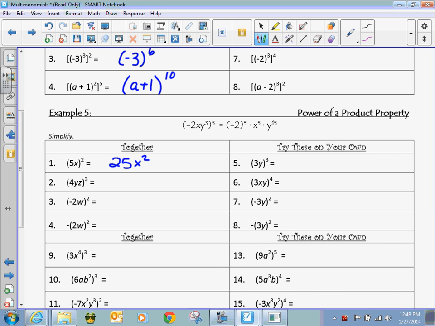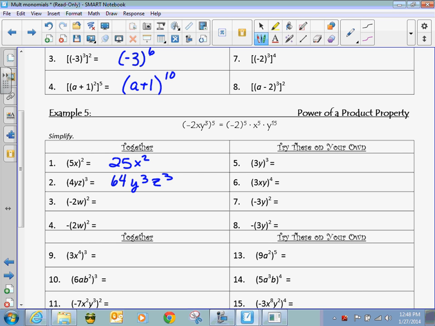So then I have 4yz to the 3rd power. So I have 4 to the 3rd power, which is going to be 64. 4 times 4 times 4. And then I have y to the 3rd, z to the 3rd.